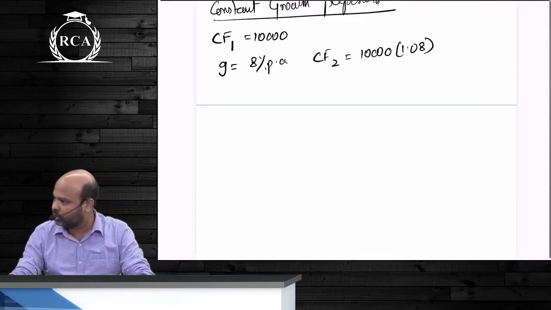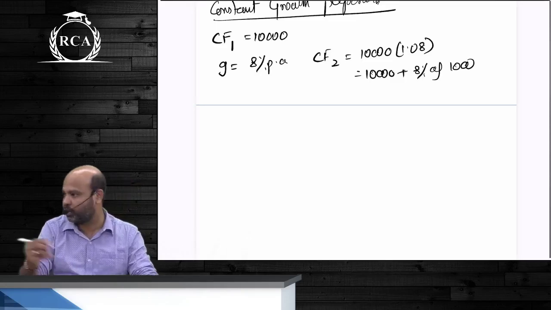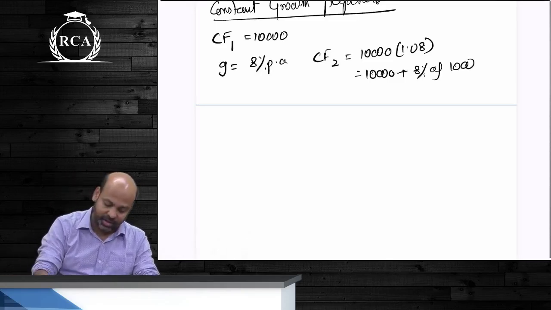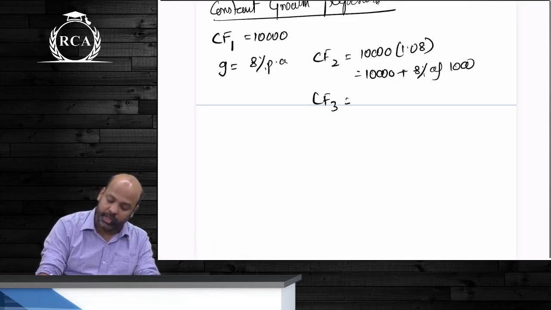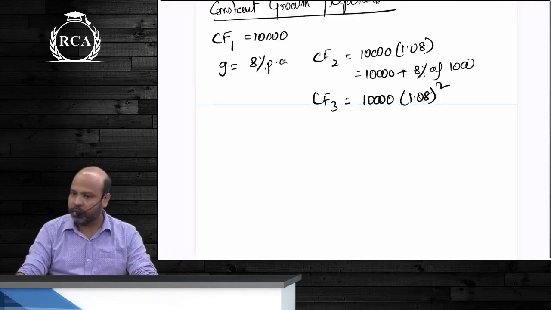Yes or no? 10,000 plus 8% of 10,000. You take 10,000 common, you will get 10,000 into 1.08. Cash flow of the third year, I can write 10,000 into 1.08 whole square, and so on. Yes or no, guys?